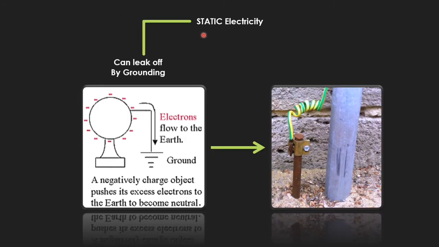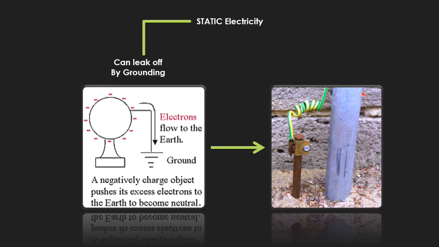So static electricity can leak off by means of grounding. In the case of this metal sphere that has an excess negative charge, it can be leaked off into the ground by attaching a wire and flowing now into the ground, leaving the sphere a neutrally charged sphere. So this is also true in the real world.